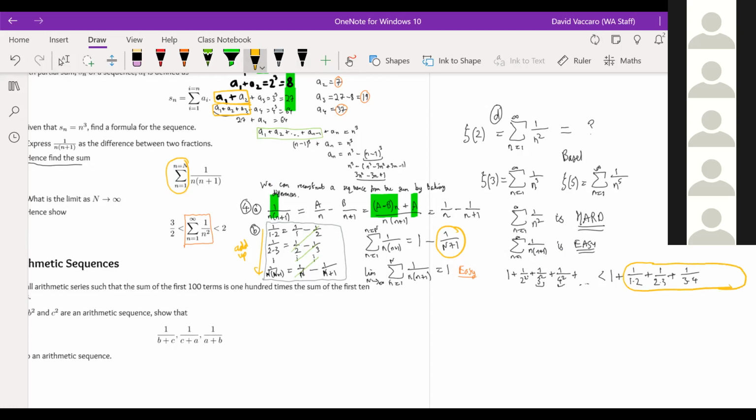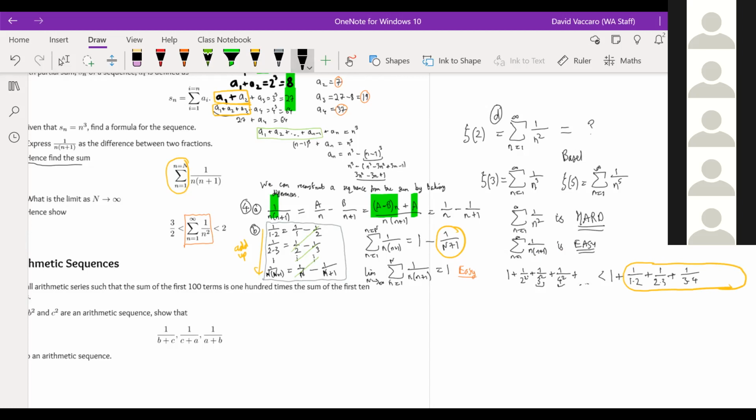Here, I just have the same sum that I had before, the 1 over n times n plus 1, and I know that this yellow sum converges to 1. So the sum of the reciprocal of the squares is less than 2.